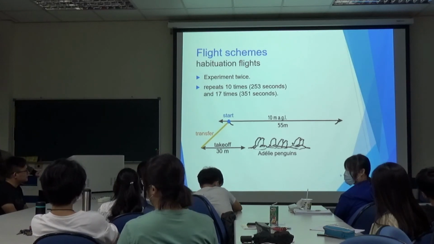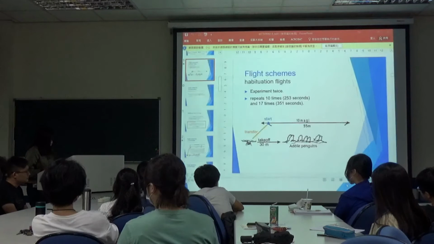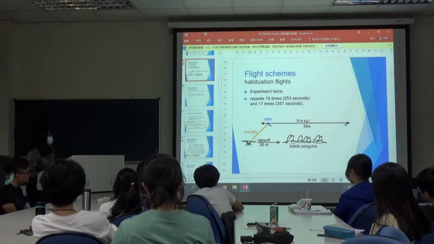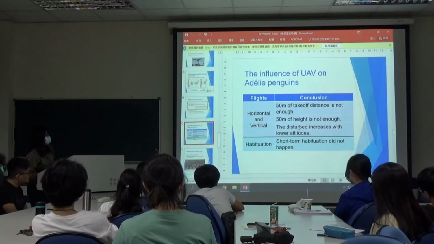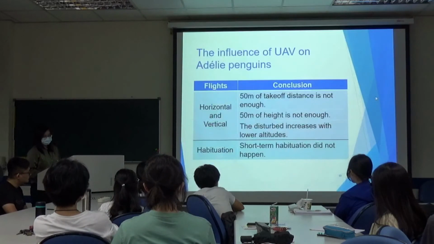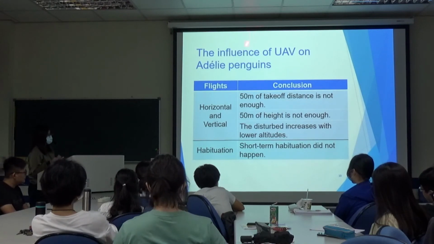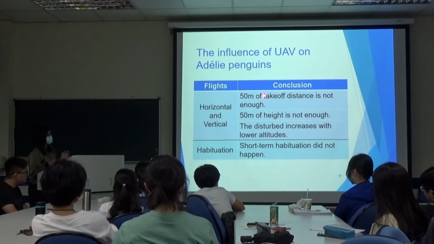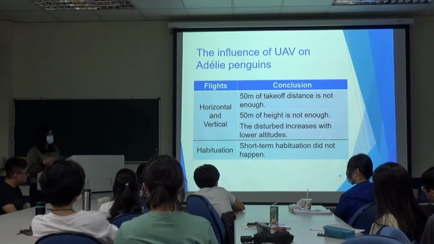You say 50 meters is not a safety distance, and how many meters is a safety distance? Repeat. 50 meters is not a safe distance, and 1 meter is a safe distance. The conclusion: in the experiment we also did the take off at 50 meters and the height of 50 meters, so we don't know what the really safe distance is.